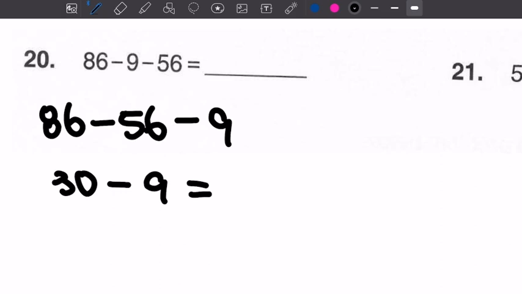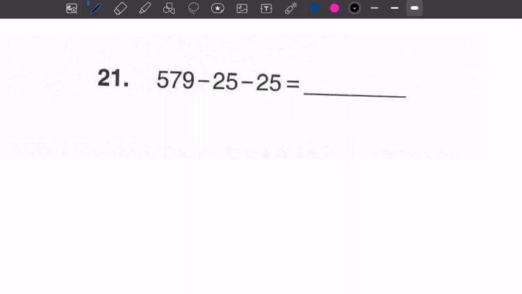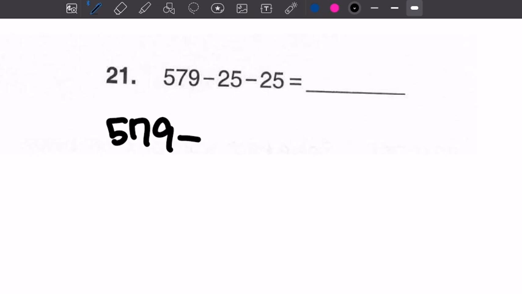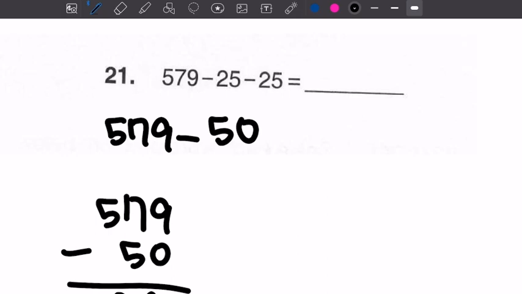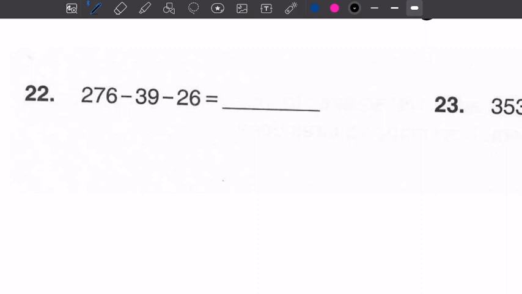For question number 21, we have 579 minus 25 minus 25. For this, 579 stays in place, but we can do 25 minus 25 minus 25, and that would be equal to negative 50 or minus 50 from 579. And subtracting 50 from 579 is going to give us 529. Therefore, 579 minus 25 minus 25 is equal to 529.